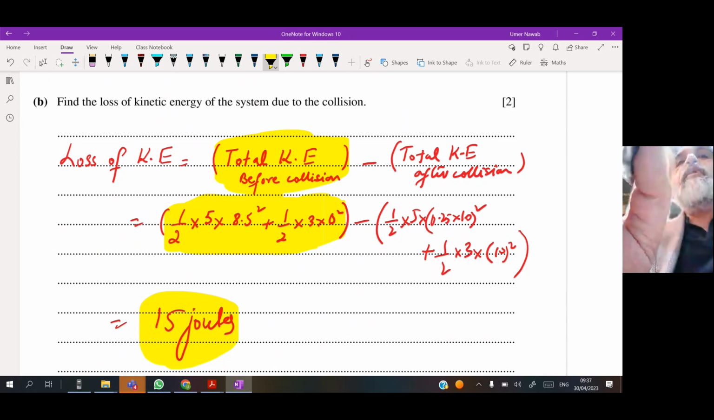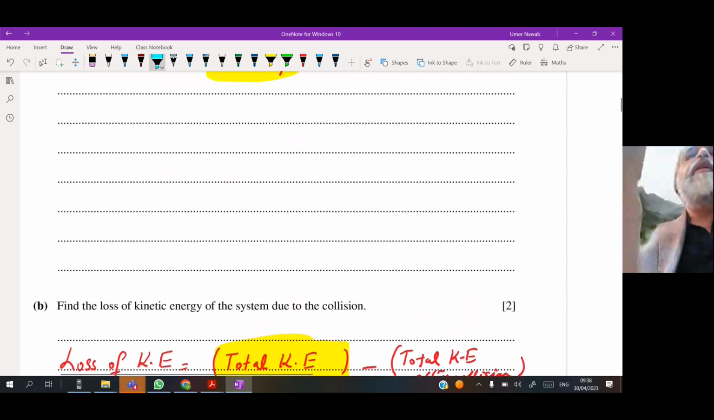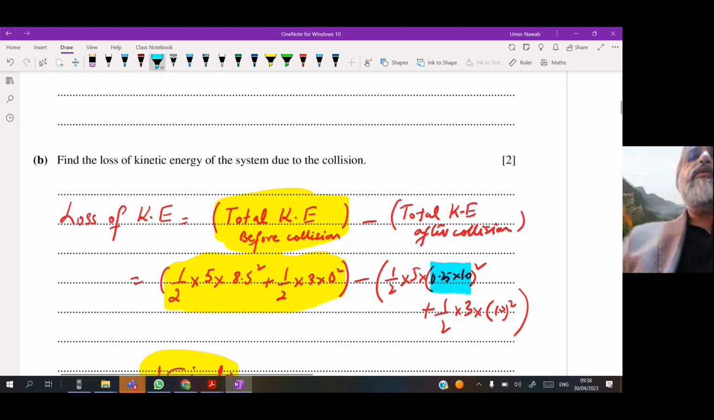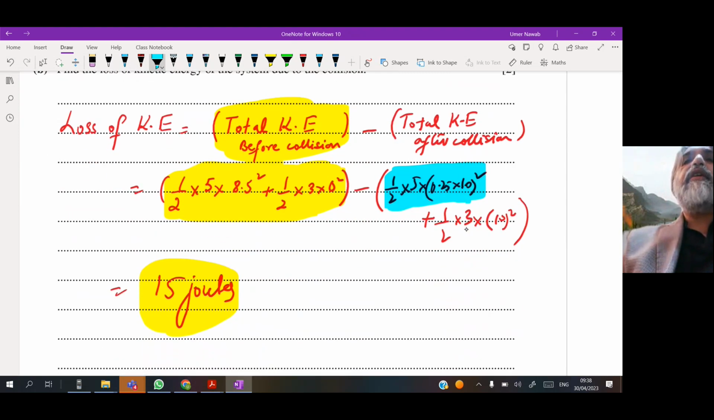That's why I wrote the initial kinetic energy first, and now I'm going to write my final kinetic energy of the system. You remember he said that it is moving with a quarter of the speed. What we have found out was 10. So what is the quarter of 10? I just wrote 0.25 times 10 squared. Mass is 5. So this is the kinetic energy of A, and then the kinetic energy of B is half times 3 times 10 squared.